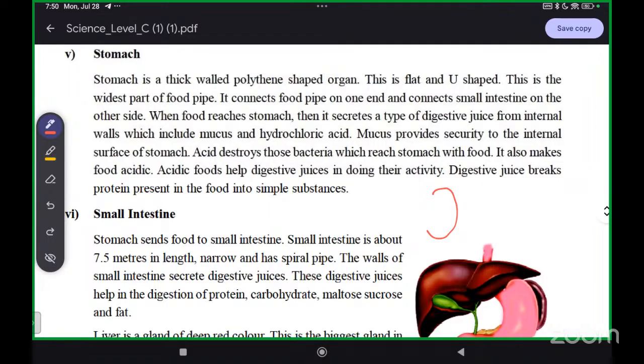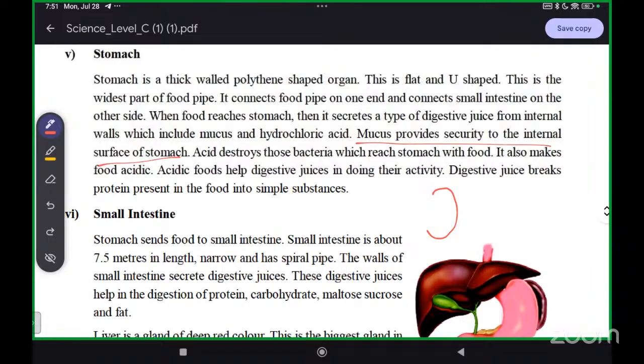It makes the food acidic so that it can be easily digested. It also helps in breaking down the proteins of the food. It also provides protection to the internal surface of the stomach with mucus, so that with the acid, our stomach doesn't burn from the inside.